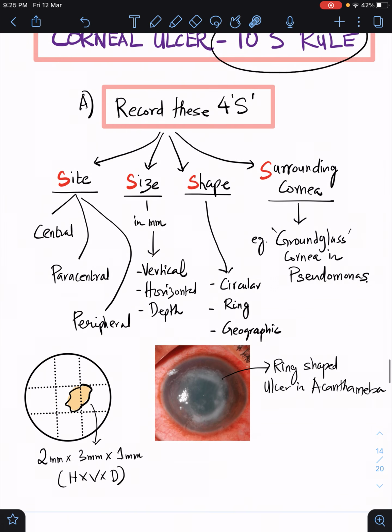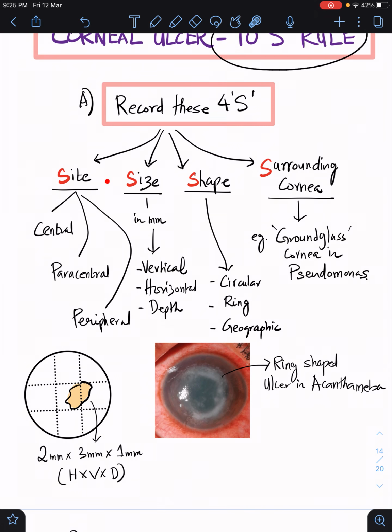What are those 4 S's? First, site. What is the site of the ulcer? Is it central? Is it paracentral? Is it peripheral? Second, what is the size of the ulcer? Always measure in mm. Measure or assess the dimensions: vertical, horizontal, depth.